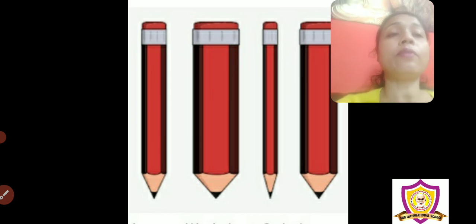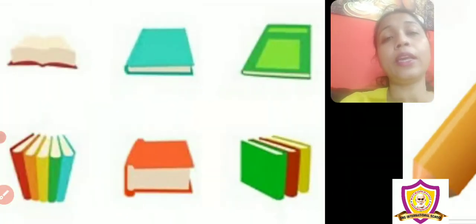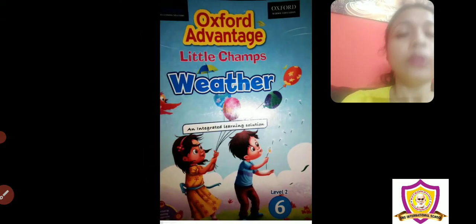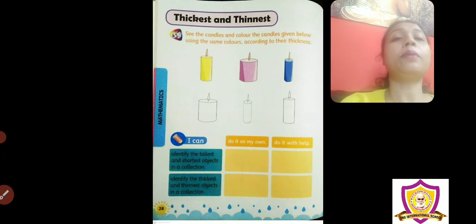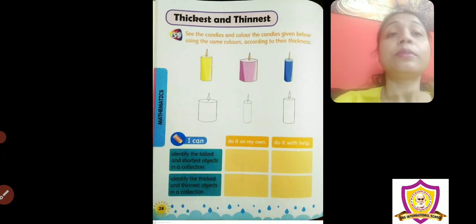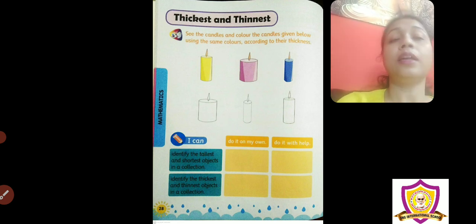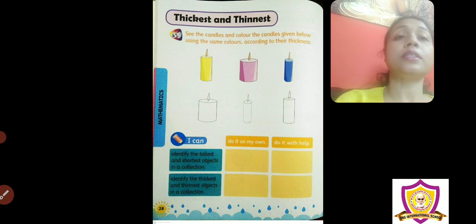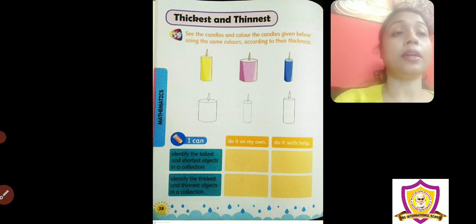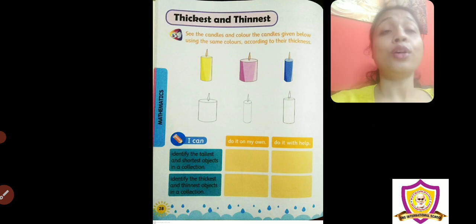Okay, so everyone, what you will do after watching this video, take your book. Which book? Weather theme book. Yes, and open page number 28 and start coloring. Children, always just observe, then color. They have asked you to color according to the thickness. They have asked you to color the same color, but you have to follow the thickness. The first one is thickest, so we have to color pink. The second one is thinnest, we have to color blue, and the last one is yellow as per the given color. So follow the color code.